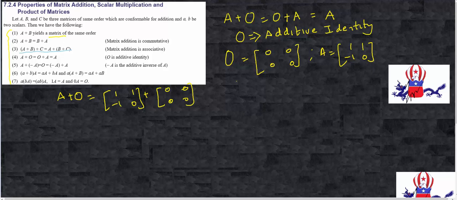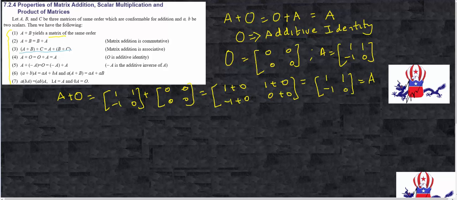It's actually called the additive identity matrix. So this in turn would give us 1 added with 0, 1 added with 0, negative 1 added with 0, 0 added with 0, which in turn can be rewritten as 1, 1, negative 1, and 0, which is actually the matrix A.